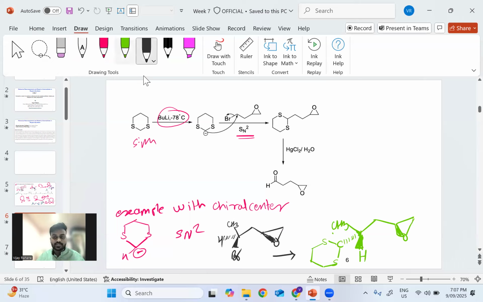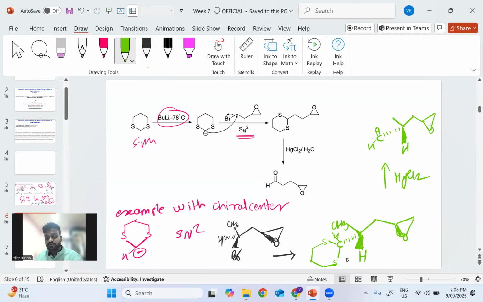Right. So this will be the stereochemistry of this center. So hydrogen will be there, and upon deprotection on reaction with HgCl2, it will be CHO on the dotted line. So I will just draw correctly, because the bond is not with the oxygen, it will be with the hydrogen. So this is the product formed in this case.